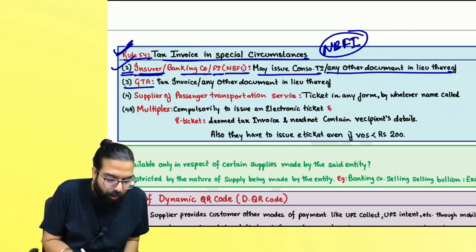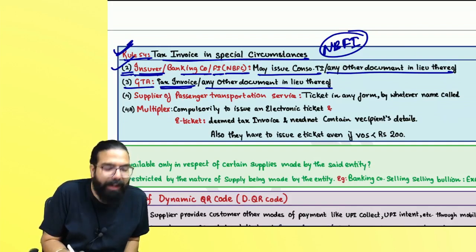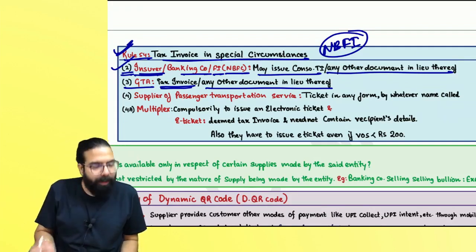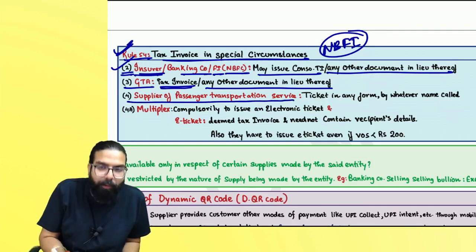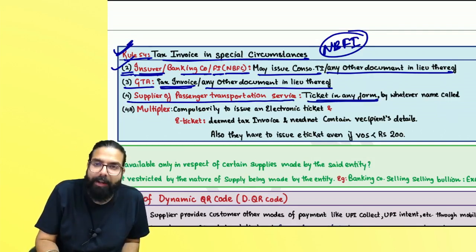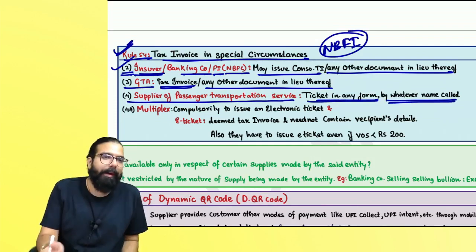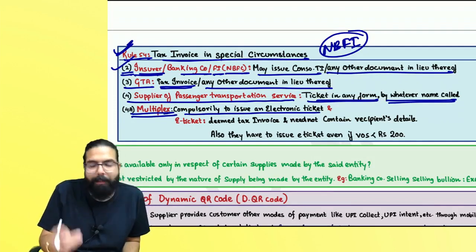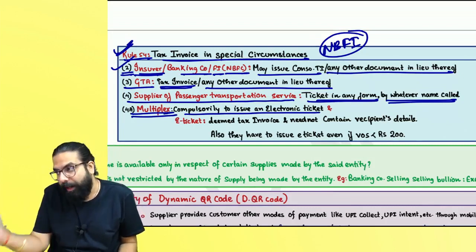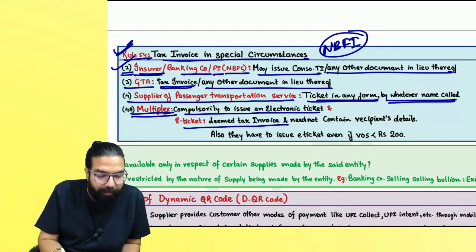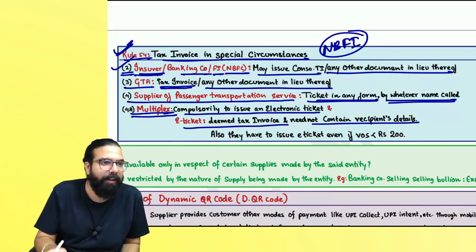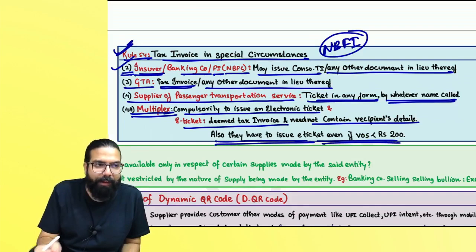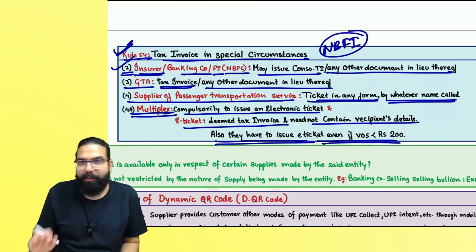And GTA, Goods Transport Agency, can issue a tax invoice or any other document in lieu thereof. They issue a consignment note. Suppliers of passenger transportation service issue a ticket, and a ticket in any form by whatever name called, that is only their tax invoice. And in the case of multiplexes, they are required to compulsorily do e-ticketing. An e-ticket is deemed as their tax invoice, and it need not contain the recipient's details. And also remember, they have to issue an e-ticket even if the value is less than 200 rupees. Can I go ahead, everyone?